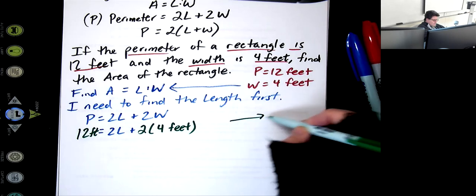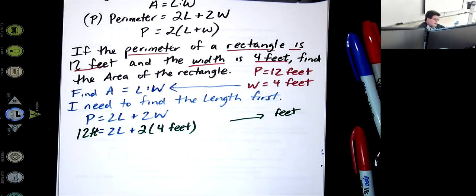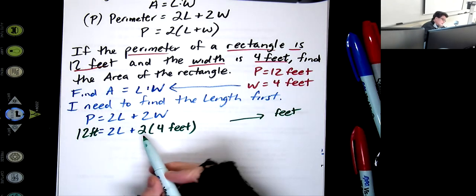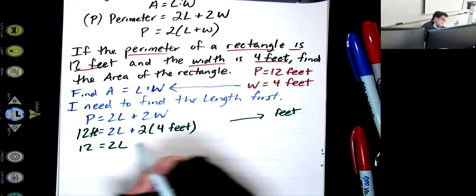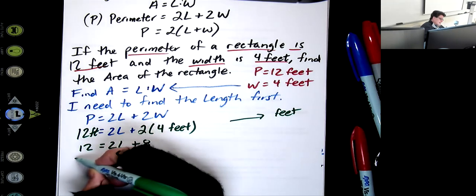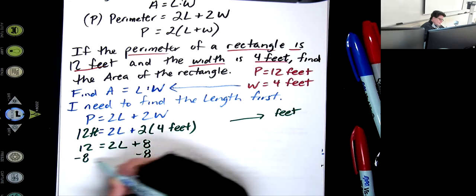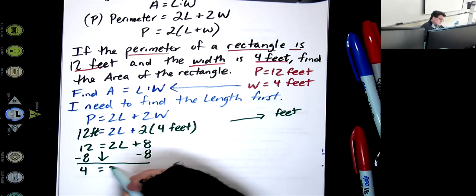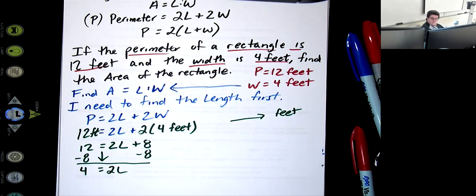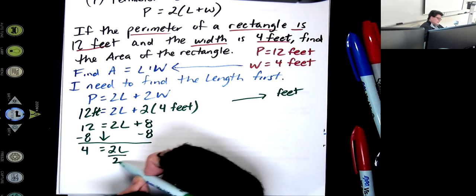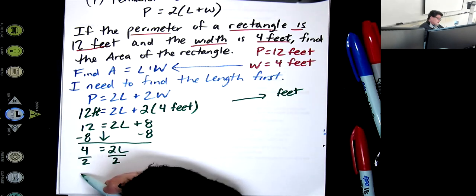It looks like my units here are in feet. I'm just going to make a note of it over here and not work with it on the later steps. So if I clean this up, I've got to do what we were doing in chapter 7, solve. I got 2 times L plus 2 times 4 is 8. I'll subtract the 8 from both sides, because I'm trying to get L by itself so I can find out what L's value is. 12 minus 8 is 4, and I have 2L. To isolate L, I divide by 2, and I get 2 equals L.